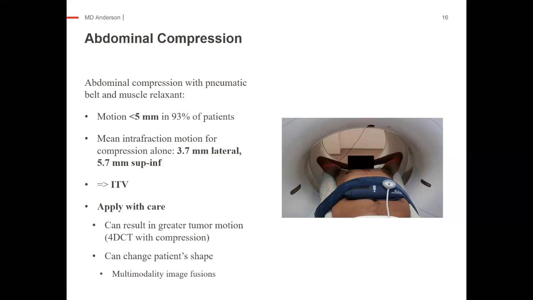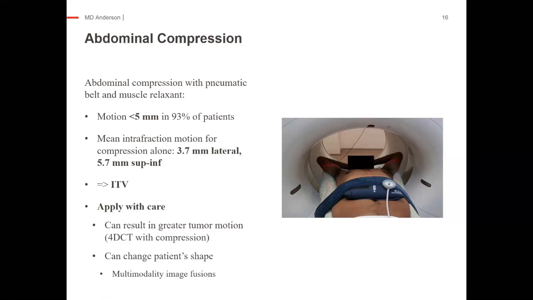But be sure to apply compression with care. You don't want to make the tumor motion increase. It basically causes the patient to breathe a little more shallow, or it can make them breathe more in their chest. It can also change the patient's shape. So be mindful of this, it's kind of a squishy area of the body. So if you're doing a PET or an MRI fusion, just something to keep in mind.